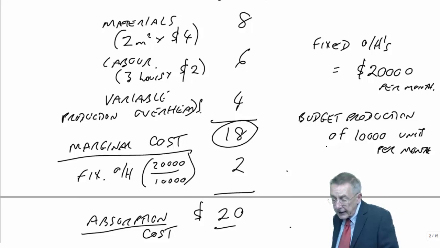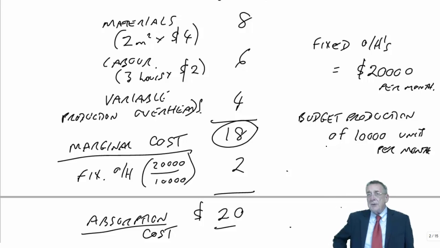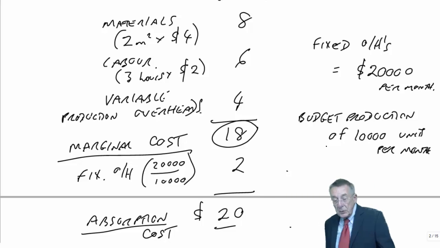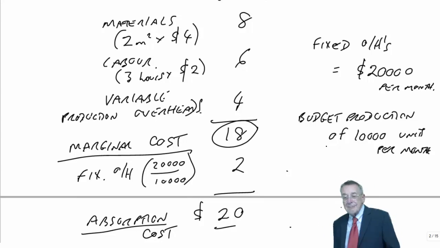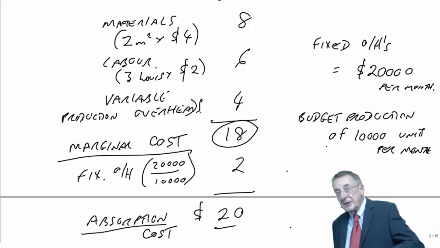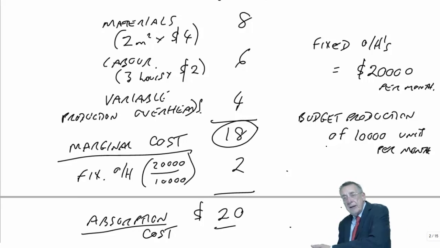Suppose all these figures were valid. Suppose I do produce 10,000, but I only sold 2,000. The other 8,000 were in inventory. Well, if I only sold 2,000, the cost of sales, if we're using absorption, would be 2,000 at $20, which would include 2,000 at $2. The cost of sales would only include 4,000 fixed overheads. The rest of them would be included in the value of the closing inventory.